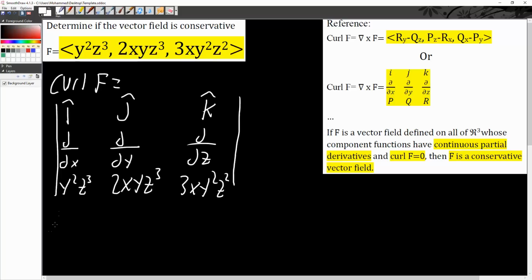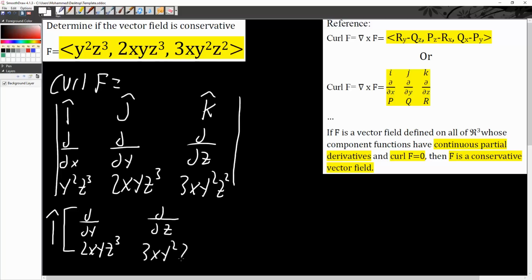And so we will need to separate it out. So we'll do I, and then we go diagonally to the right, and we draw a box. These four elements are in our box. So we have a partial derivative in terms of y, then below, it's 2xyz cubed. Then we have the partial derivative in terms of z, and below it is 3xy squared z squared. Then we do I, it's going to be positive I, minus j, positive k. It alternates between positive and negative. So we have negative j.